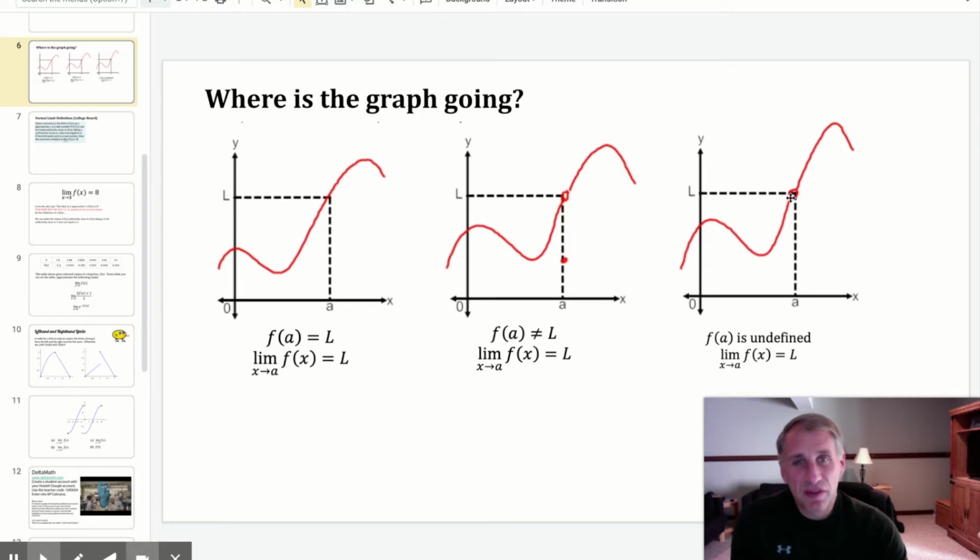In the third case, the function is not even defined at x equals a. There's an open circle on that point. The graph is completely undefined. But again, the graph is going towards that value. So the limit as x approaches a of f of x is equal to L. So informally, we can think of limits as where is the function trying to get to.